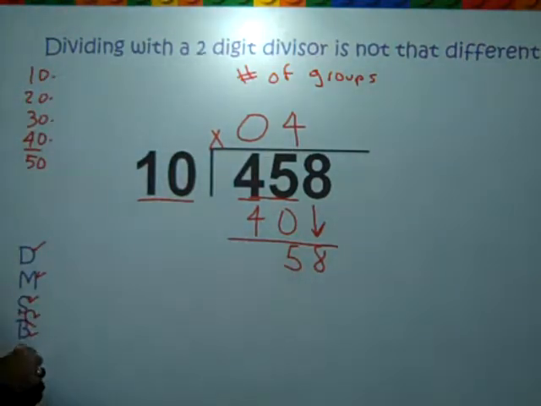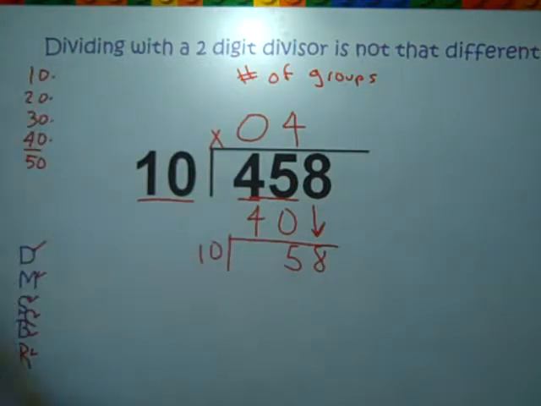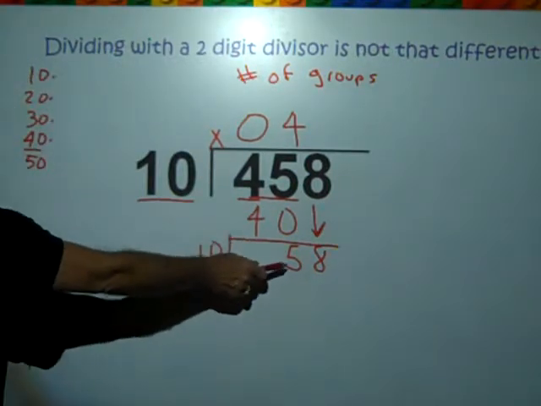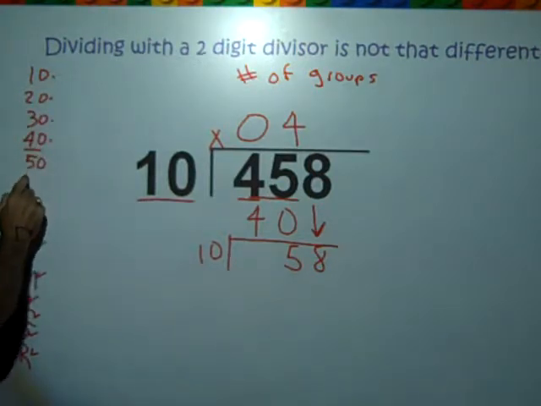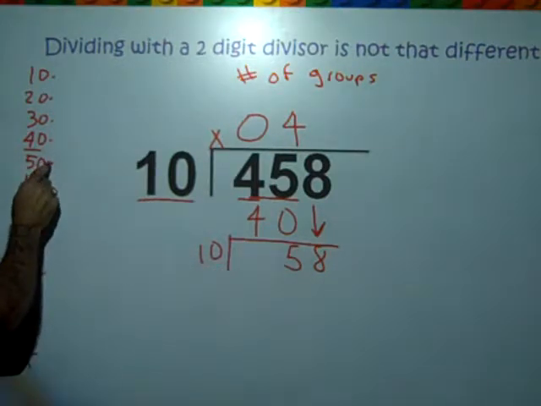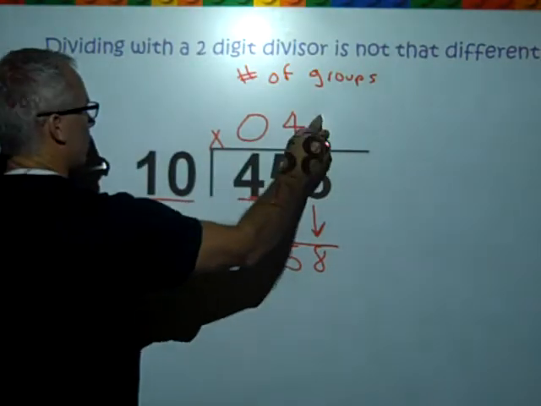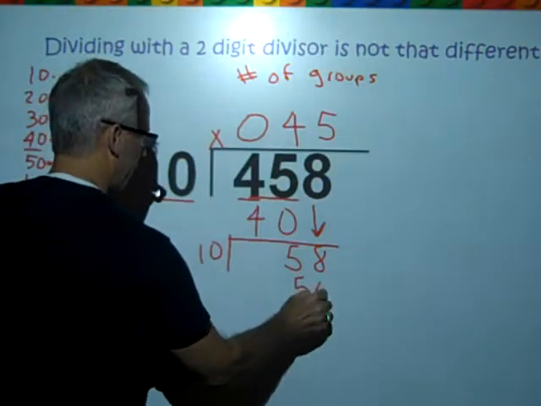And then I rewrite my divisor and repeat the process. How many groups of 10 can I make from 58? Let's say 10, 20, 30, 40, 50. Next one is 60. 60 is too much, so go back to 50. That is 1, 2, 3, 4, 5 groups. 10 times 5, or 10 groups of 5, gives me 50.